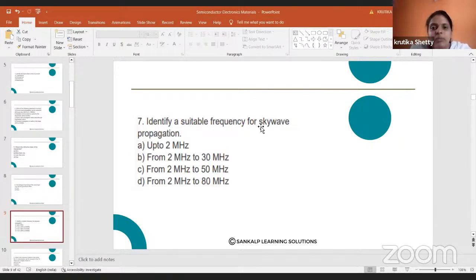Identify the suitable frequency for the sky wave propagation. For the sky wave propagation, here option C is right. That is 2 megahertz to 50 megahertz. Look at option C. Option C is correct here, okay. Then the next question.